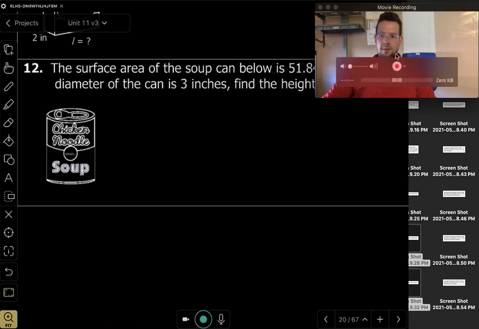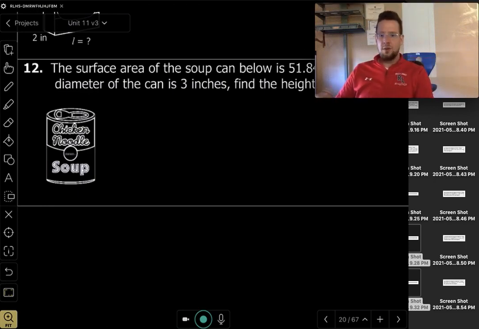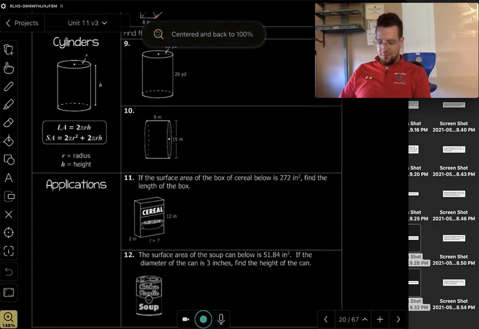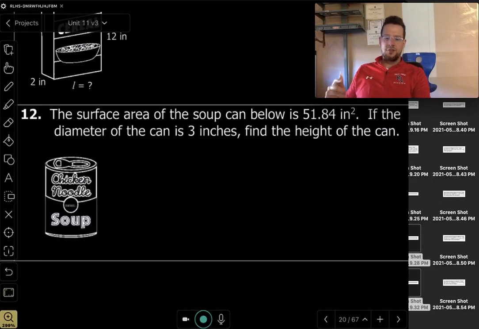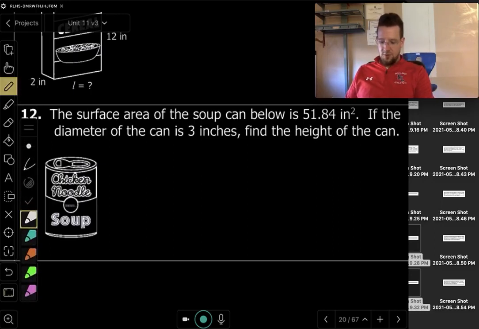Hello everyone, Mr. Hisner here, and today we're going to be looking at what I call descriptive problems. These problems give a description of the item in question, and then we need to find some things about that item.